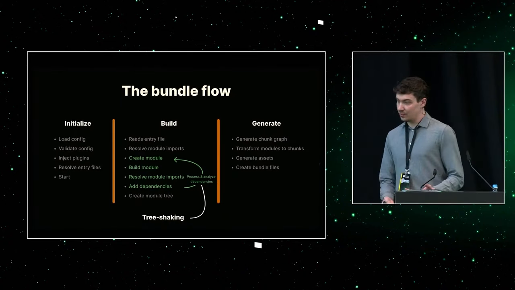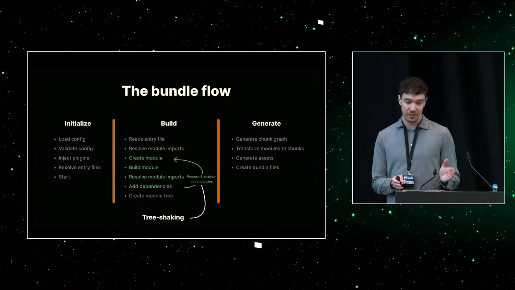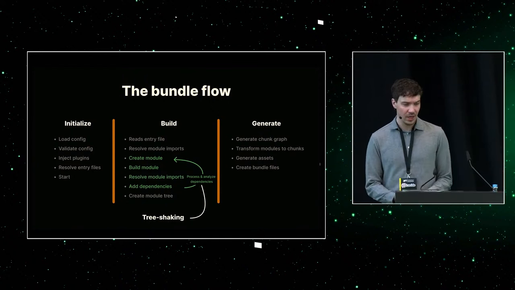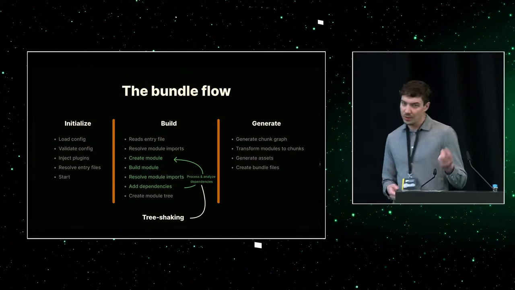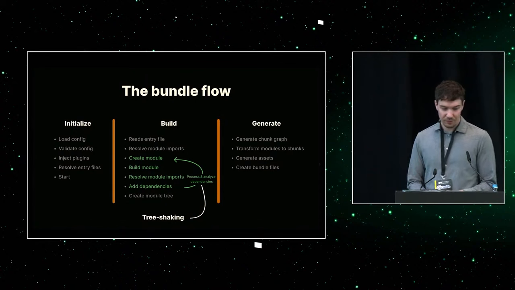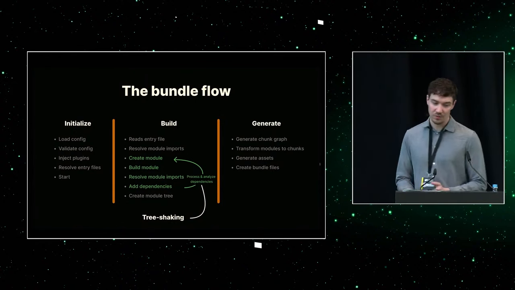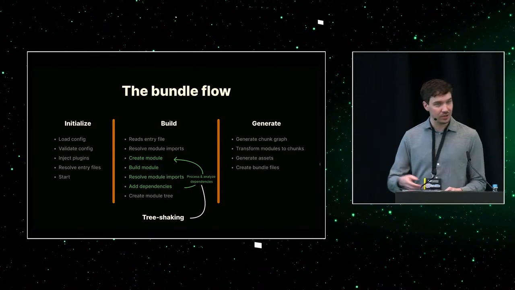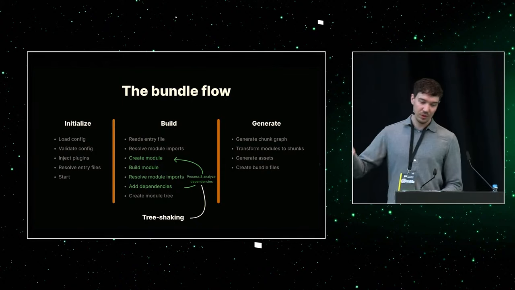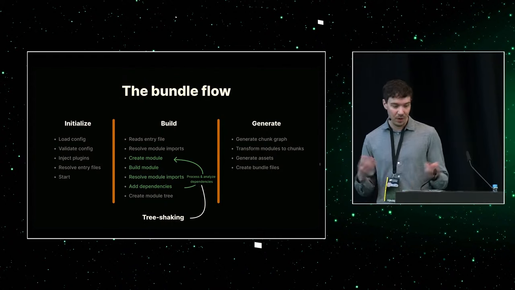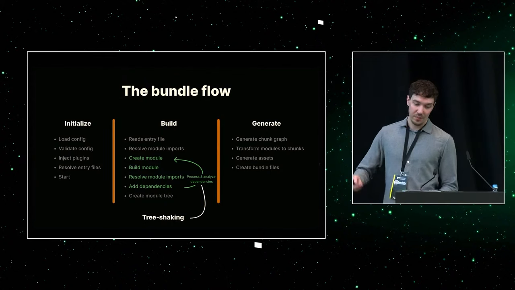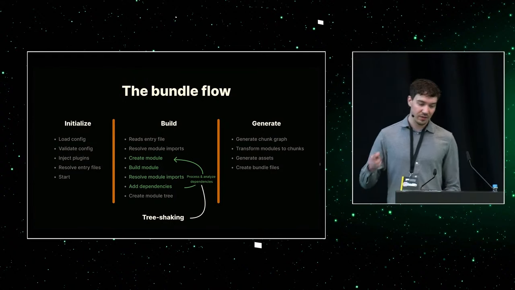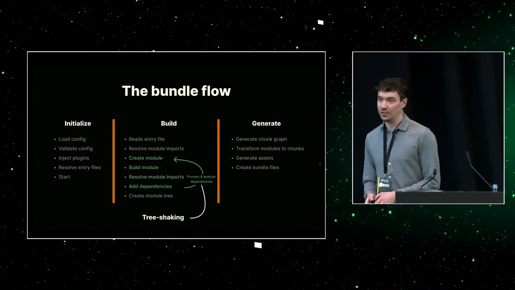If we look back at the bundle flow again, we have the initialize phase, the build phase, and the generate phase. During the initialize phase, your build config will be loaded. It will validate your plugins, inject your plugins, resolve your entry files, and then it starts building. It reads your entry file, your main TS file, and then resolves the other modules you imported. It builds and parses them, and then adds those dependencies.